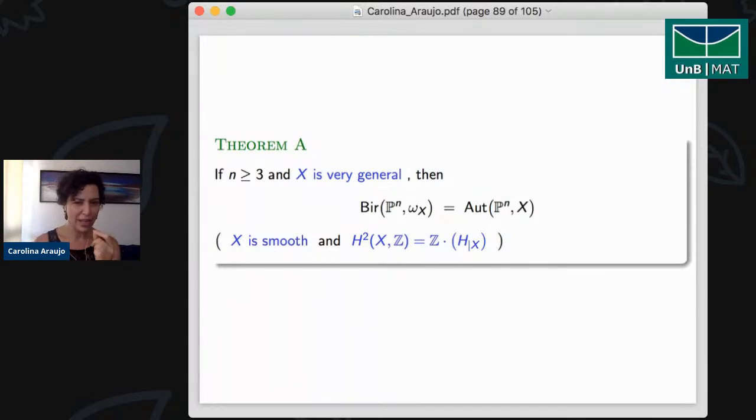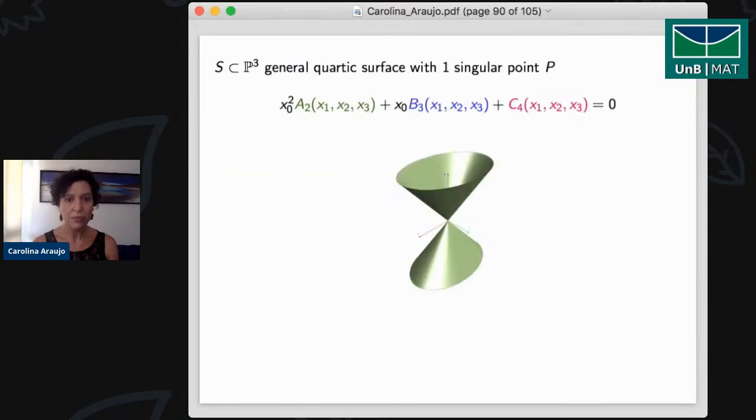What I mean by very general, for those that are more acquainted with algebraic geometry, is that it is smooth and it satisfies this Lefschetz type property. So the second cohomology is obtained by restriction of that of the ambient space.